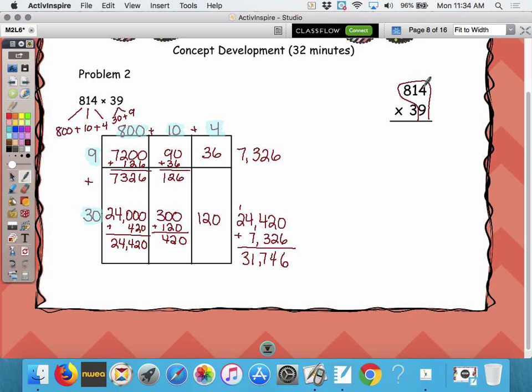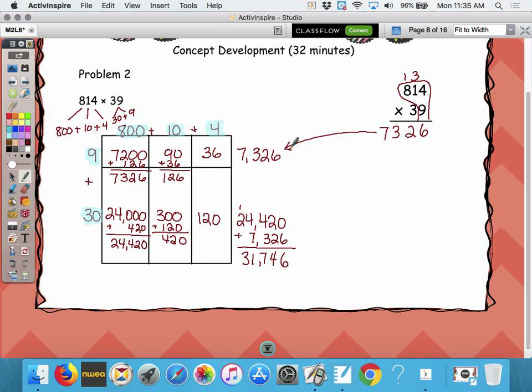So 4 times 9. 36. So regroup the 3, write the 6. 9 times 1, 9, plus 3, 12. Regroup the 1, write the 2. And you have to be very careful, line up your digits. 9 times 8, 72, plus 1. 73. Do we have a match? Yes. Okay, we're on the right track.